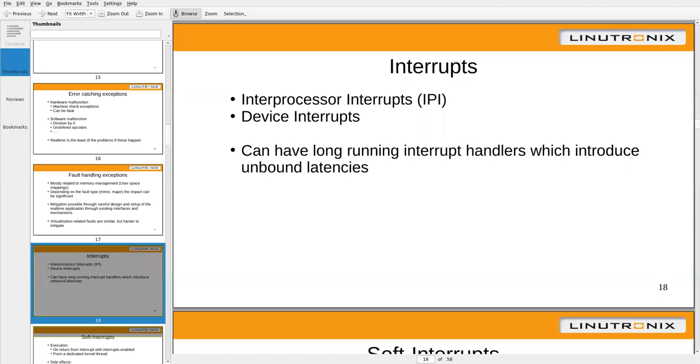Device interrupts, depending on how well written the device driver is, are usually very quick, but quite some drivers do a lot of interesting stuff in interrupt handler context, and so they can introduce unbound latencies. But they have other problems. We come to that later.